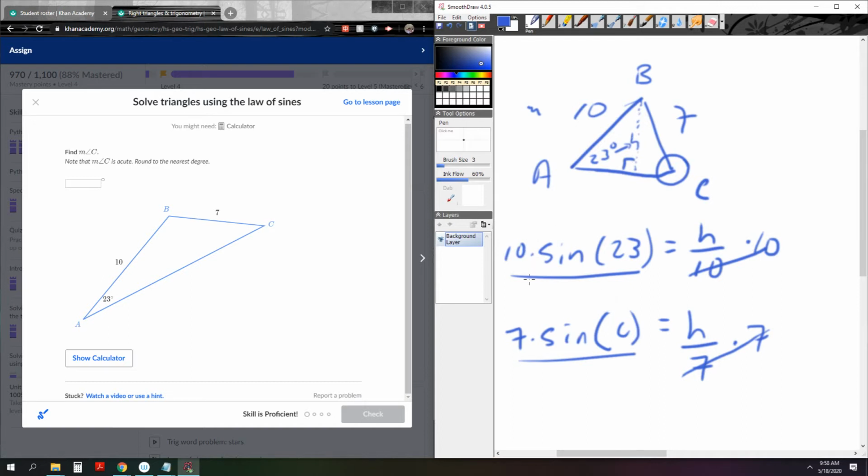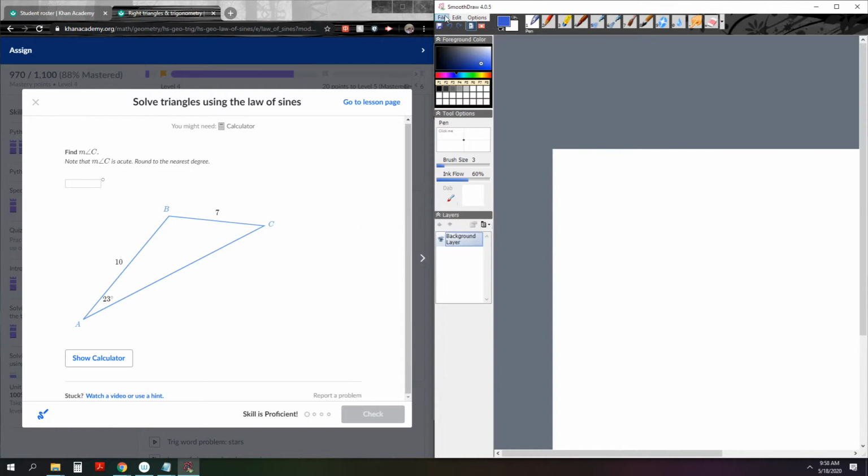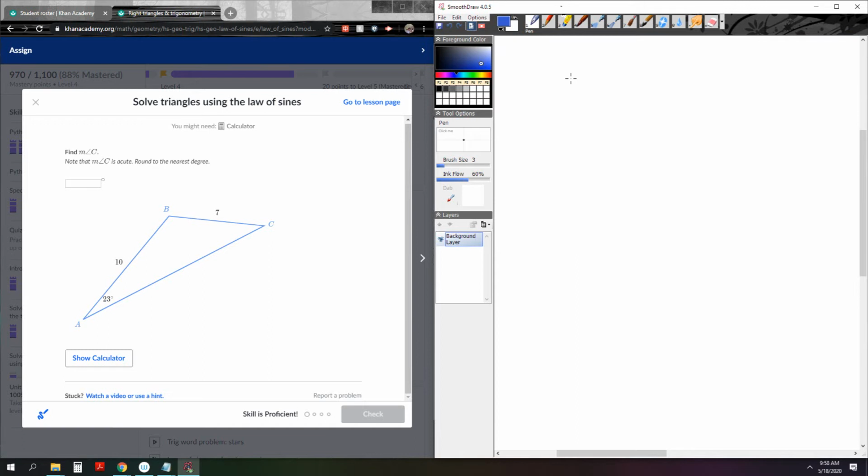This would have worked no matter what these numbers were. If we instead had just said A instead of 23, this would be A. If this was little c instead of 10, this would be little c instead of 10. So really, let's actually do this again, but let's get rid of all of the numbers and just use letters and see what happens.